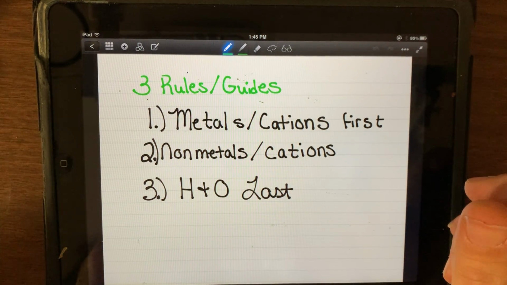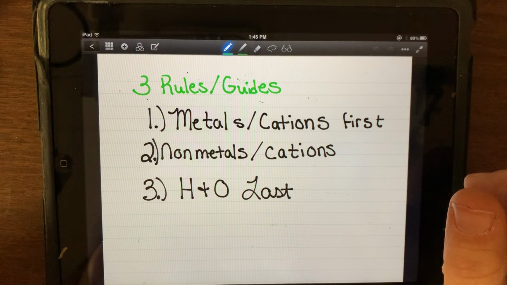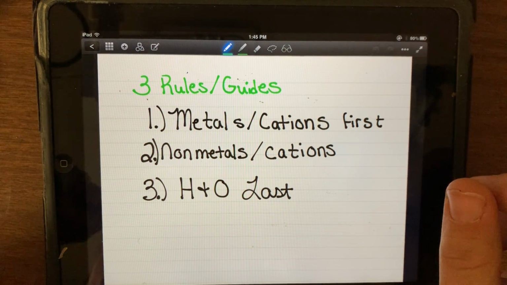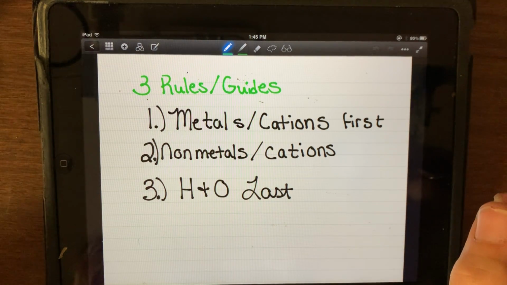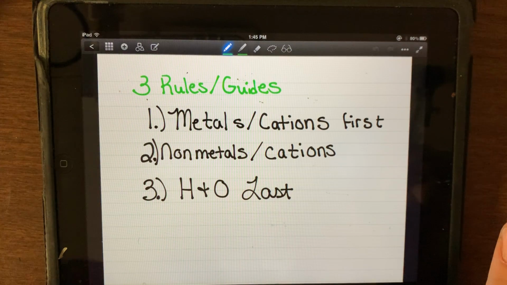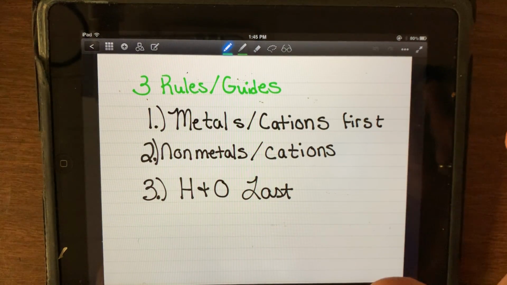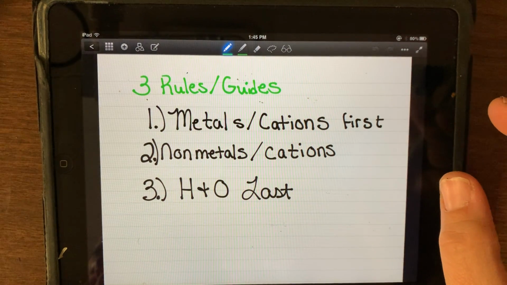We're going to do metals or cations first, then we're going to do the nonmetals and anions next, and then hydrogen and oxygen last. Now these are really more like guidelines than they are rules, but it's to help you to get through the balancing process in a logical way in which you will have success in balancing the equations.